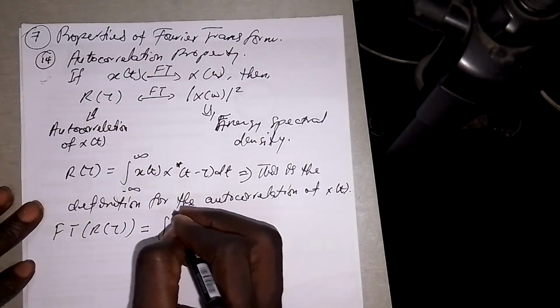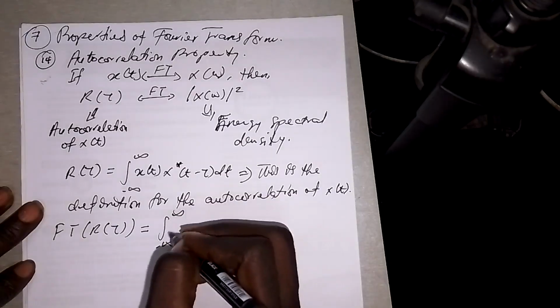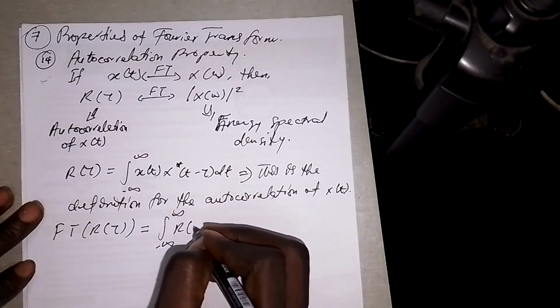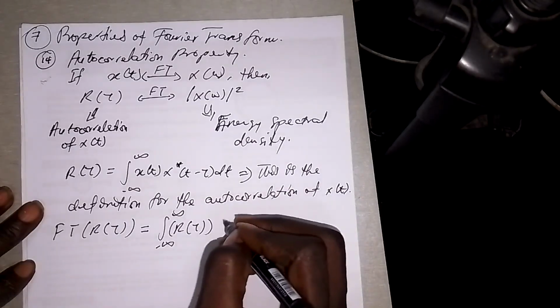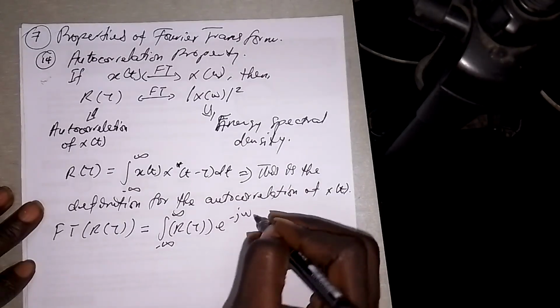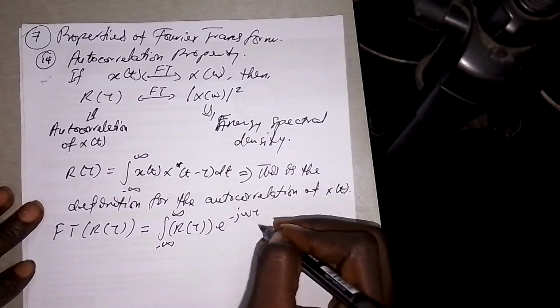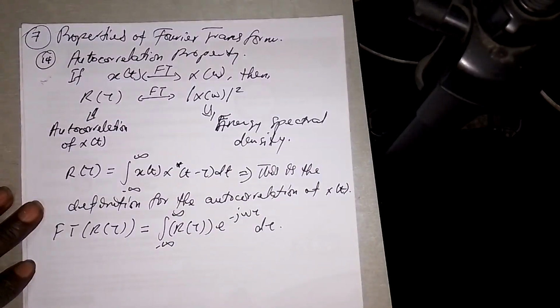Now the Fourier transform of r of tau, which is the autocorrelation, is going to be the integral from minus infinity to infinity of r of tau into e to the minus j omega tau, d tau.